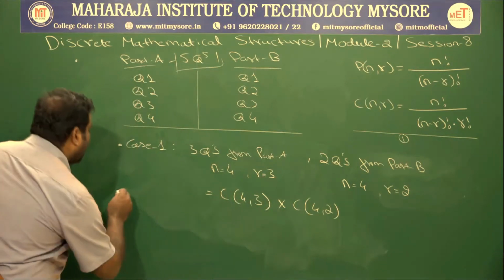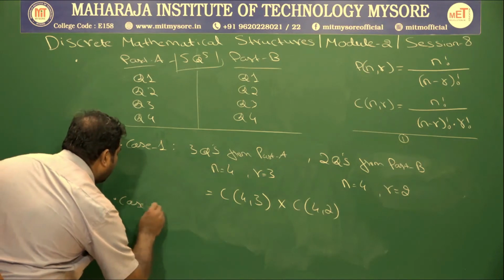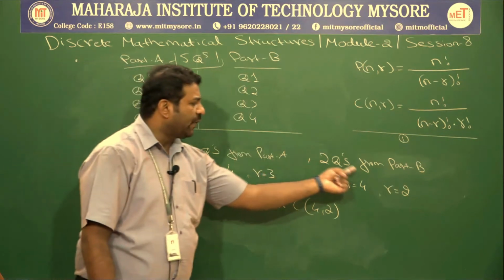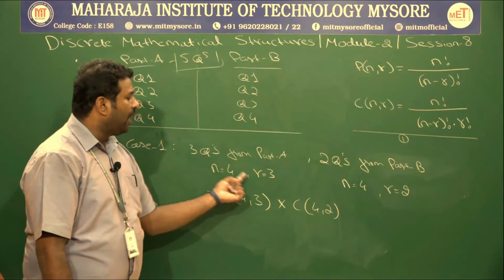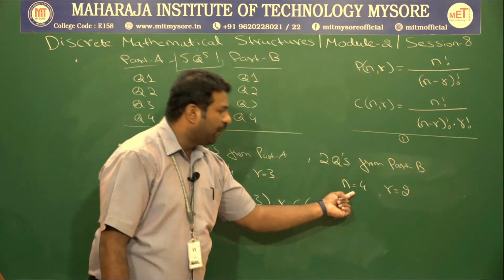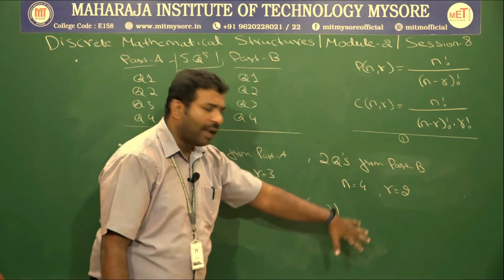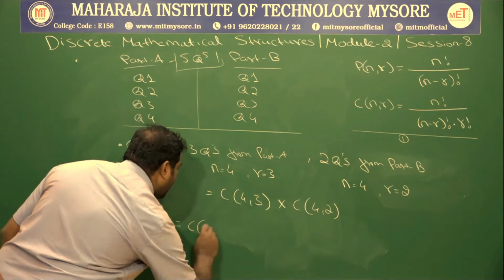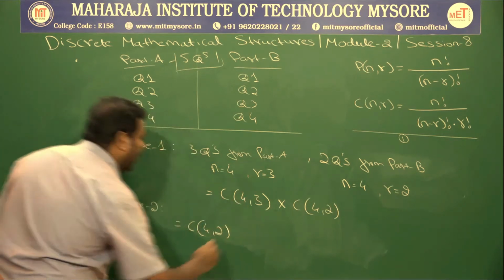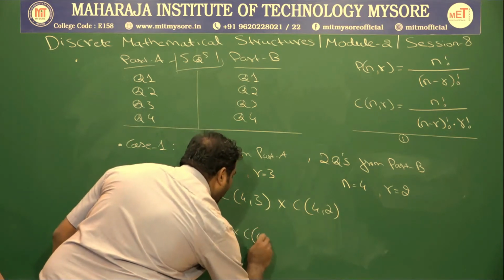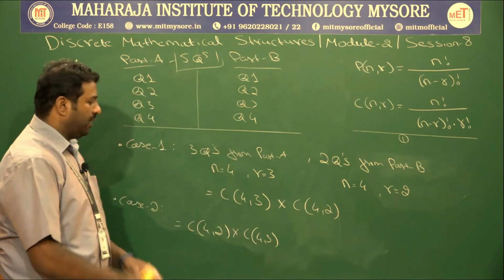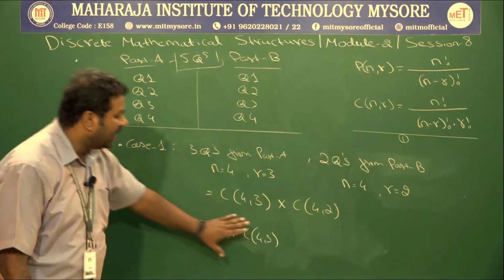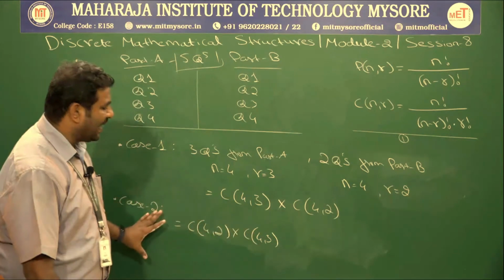Fine. So now just look at the case 2. In the case 2, 2 questions from part A and 3 questions from part B. Hence n equals 4, r equals 2, n equals 4, r equals 3. I need not elaborate why I am doing this. Hence, I hope you understood, and directly I can say this as C of 4, 2 for part A multiplied with C of 4, 3 for part B. You are going to find this. So now this is the number of ways when you think in the first case, and this is the number of ways when you think in the second case.